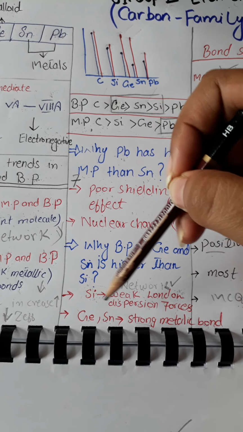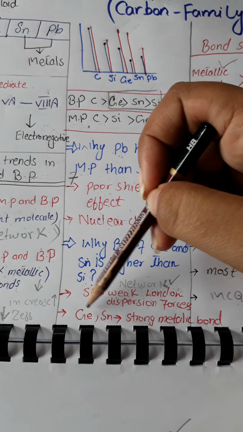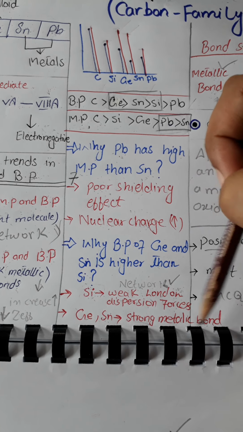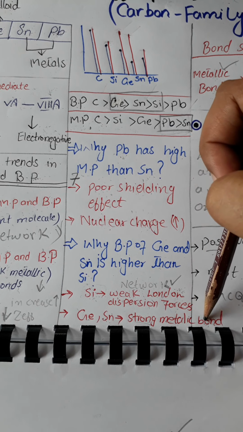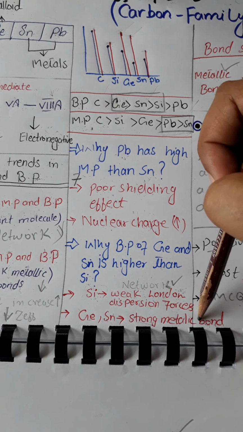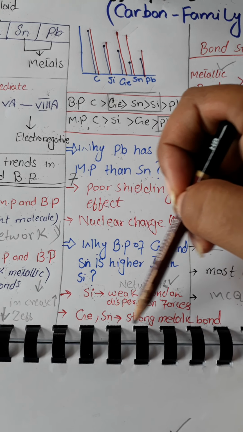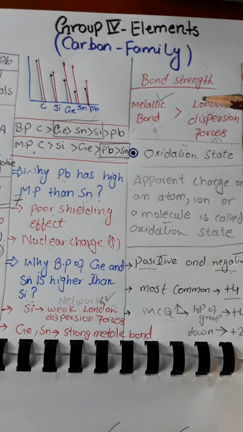While we are discussing germanium and tin, they have strong metallic bonds in their molten state. If metallic bonds are stronger, then they will require more temperature to break down and to convert into the vapor state. So that's why we say that germanium and tin have a higher boiling point than silicon.